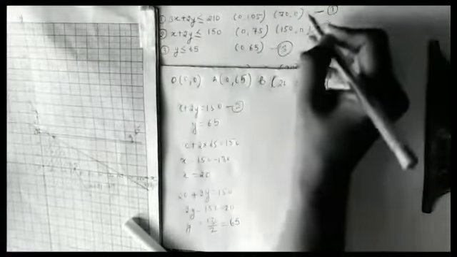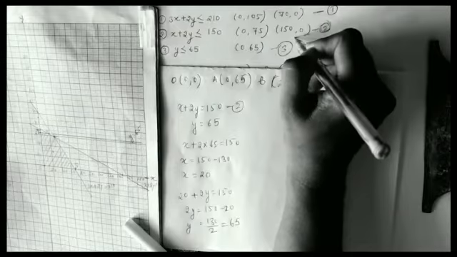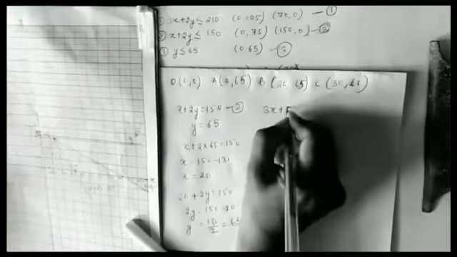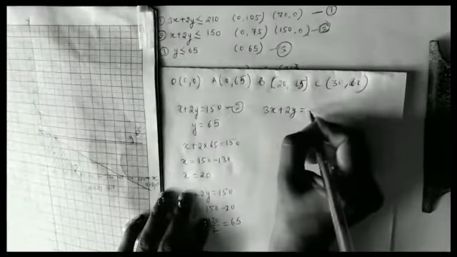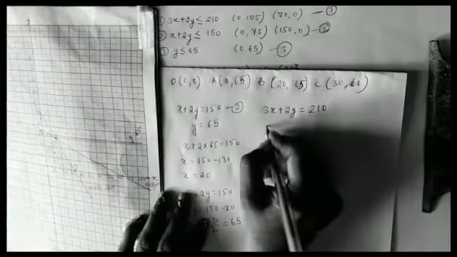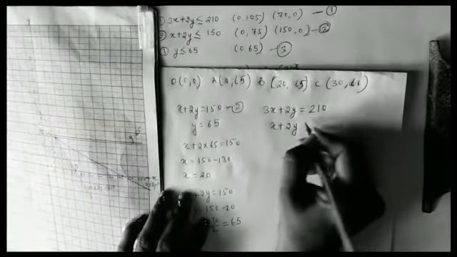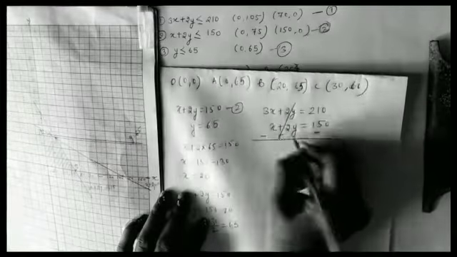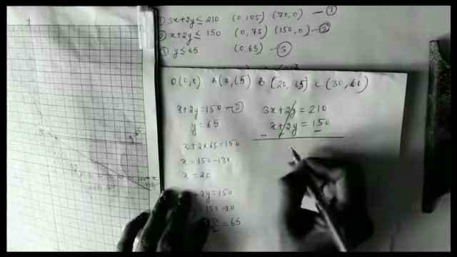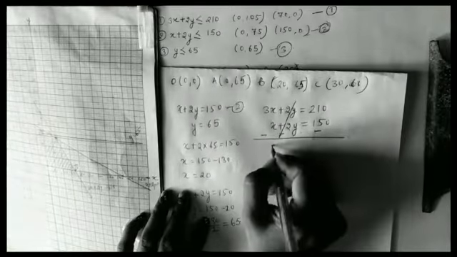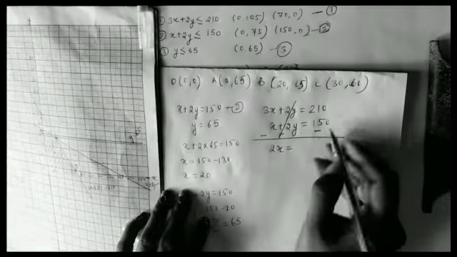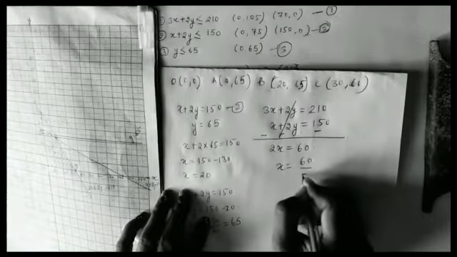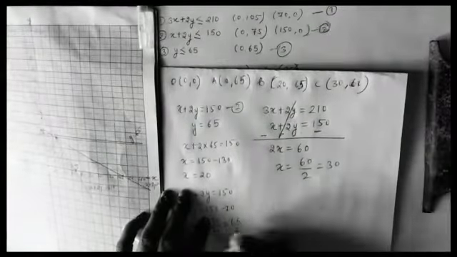Now come to the other method. We have to solve these equations 1 and 2 by the simultaneous equation method. 3x plus 2y is equal to 210, and x plus 2y is equal to 150. By subtracting these equations, 2y minus 2y is equal to 0, and 3x minus x is equal to 2x. This is equal to how much? 60. So x is equal to 60 upon 2. This is equal to 30.